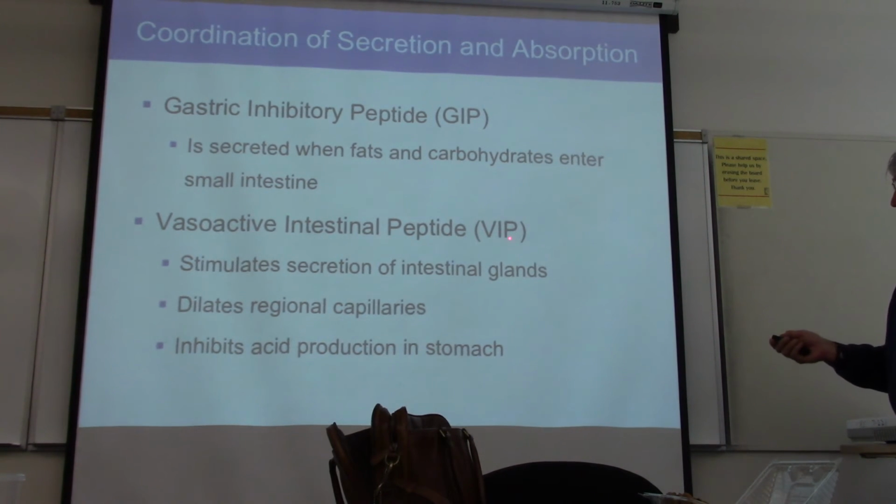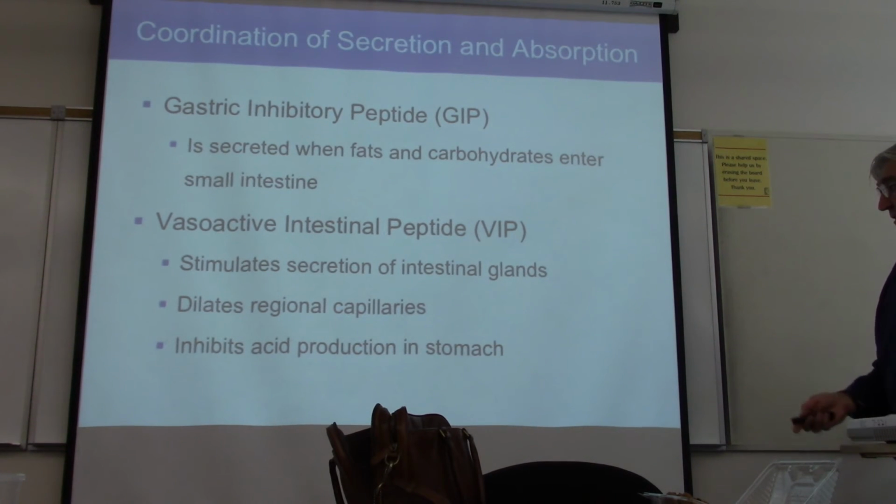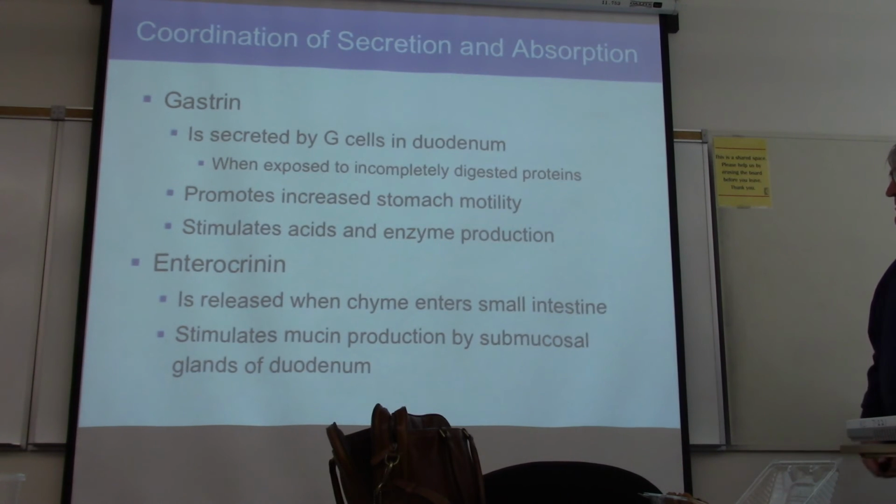VIP makes these intestinal glands secrete more. And it also starts to inhibit the acid production. VIP is not released until the food starts leaving the stomach and going down the bowel. But let's just leave it at that.